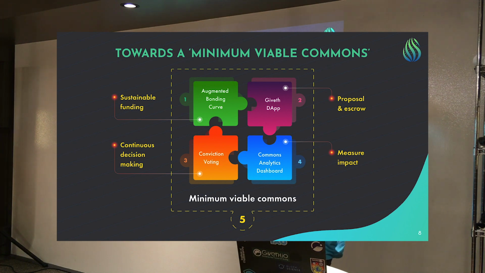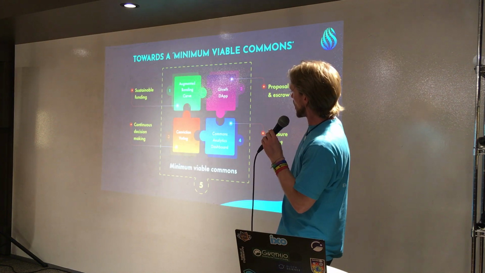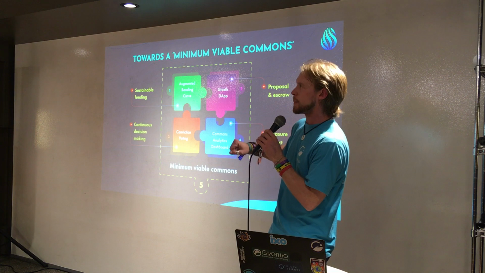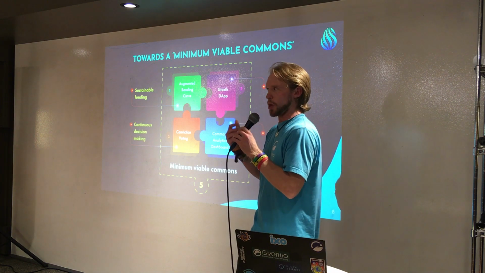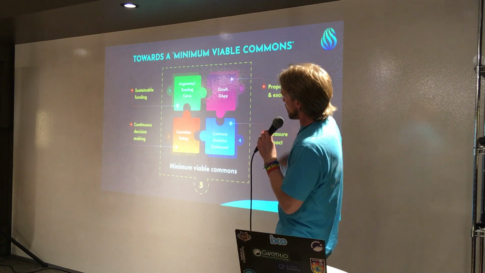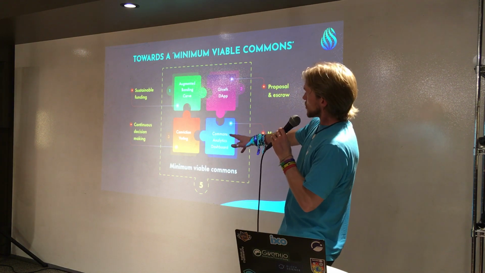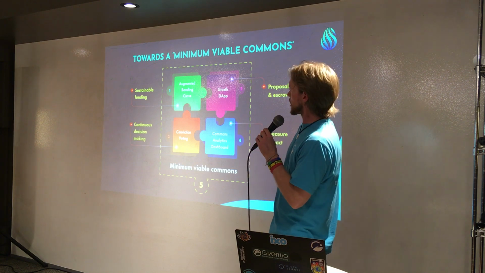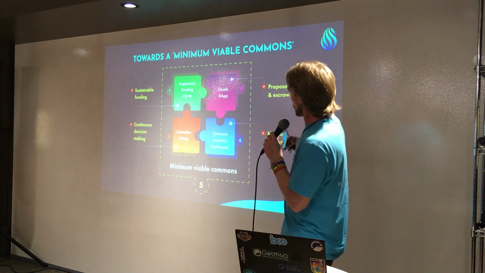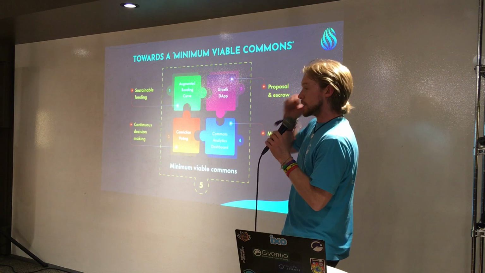We need proper proposal and escrow services. So that would be a refactored Giveth DApp. If anyone is familiar with the Giveth community, this is kind of a way that we can be sure that the money that we promise to these projects gets there. We need proper governance, so continuous decision-making through conviction voting is where the Common Stack is coming at this. And also ways to measure impact through a Commons Analytics dashboard.